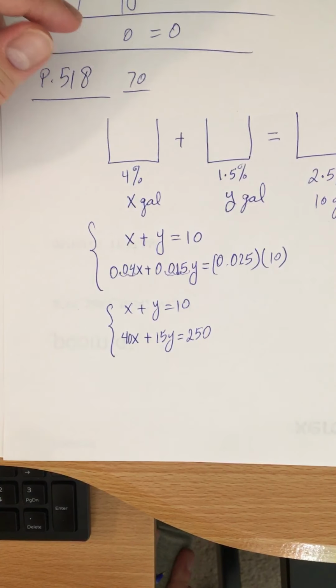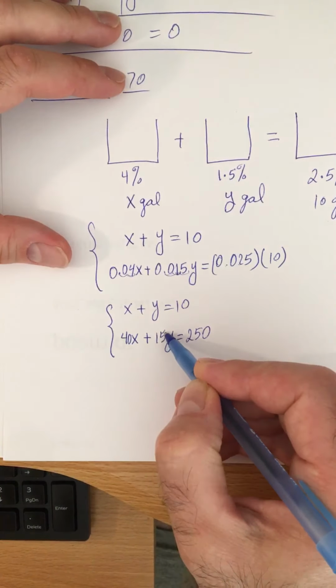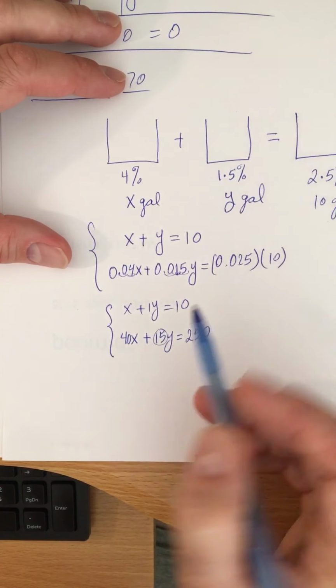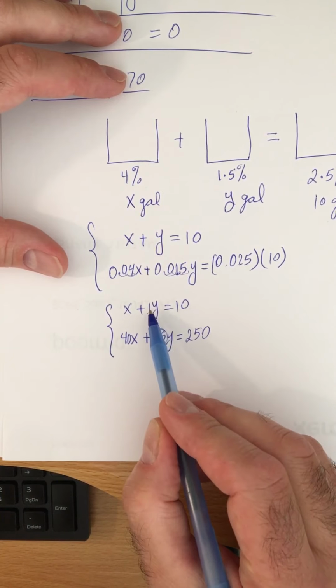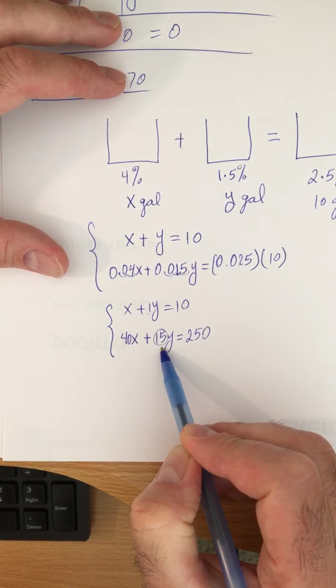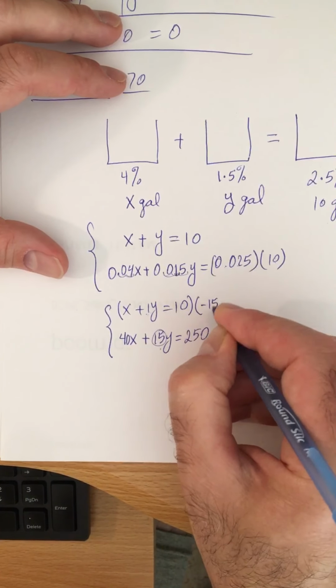Okay. So if that's my system, how do I solve it? I would recommend elimination again. So let's eliminate y. How can I eliminate y? Well, look at the coefficients. That's 15, that's a 1. So if I make this coefficient into a negative 15, then negative 15y and positive 15y will cancel each other out. So I'm going to multiply the first equation by negative 15.